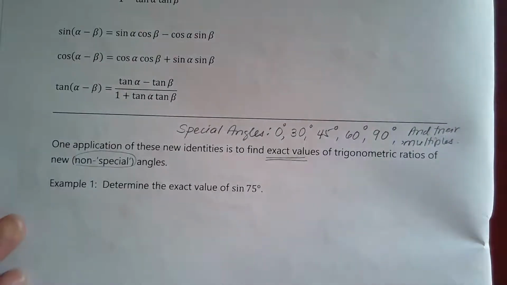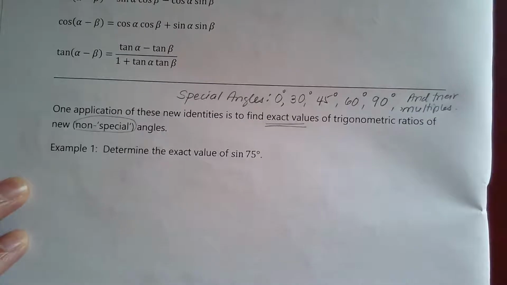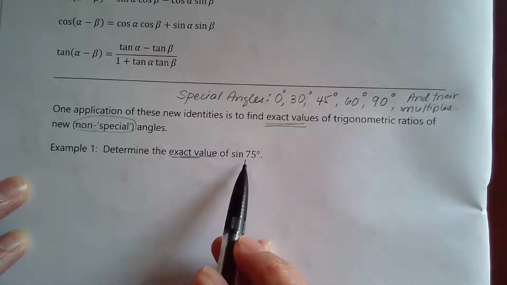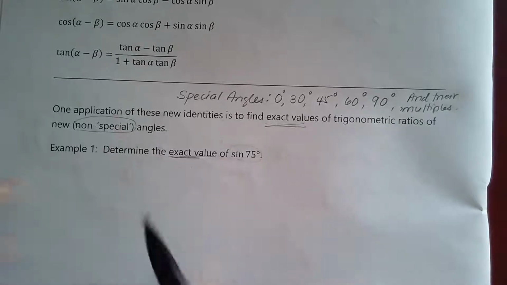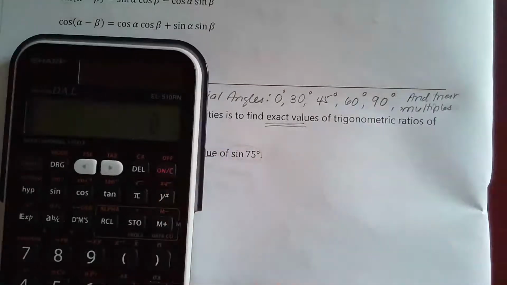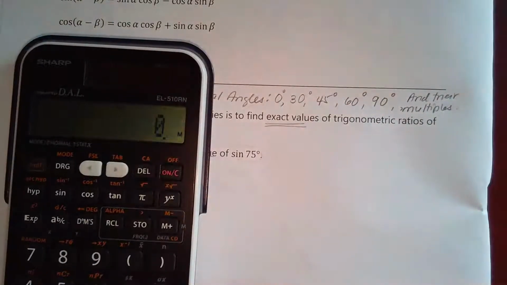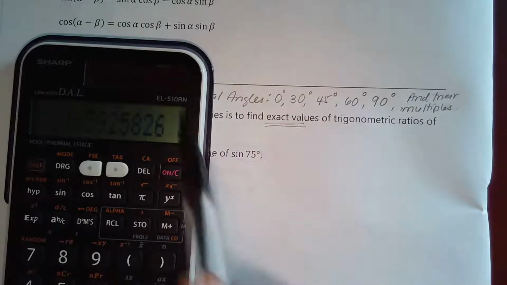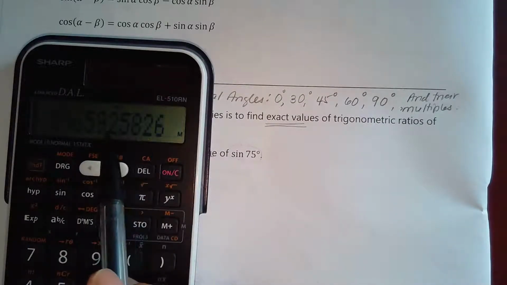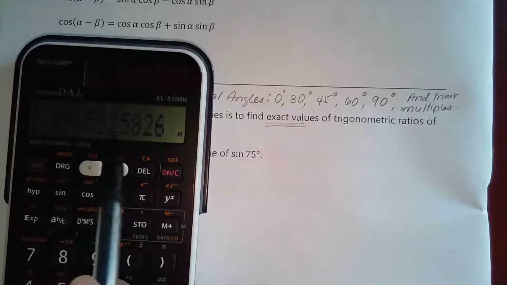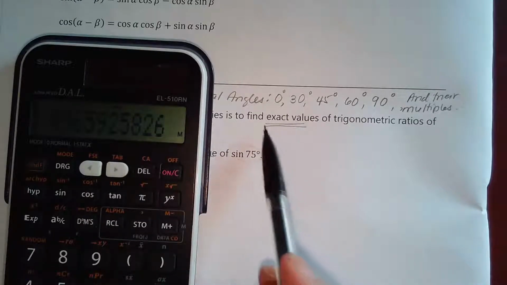Now when we come across something like this, determine the exact value of sine of 75. Now we could go sine of 75 on the calculator and we're going to get this number, but this is actually not the exact number. This is a decimal approximation of the number. They're asking for the exact.